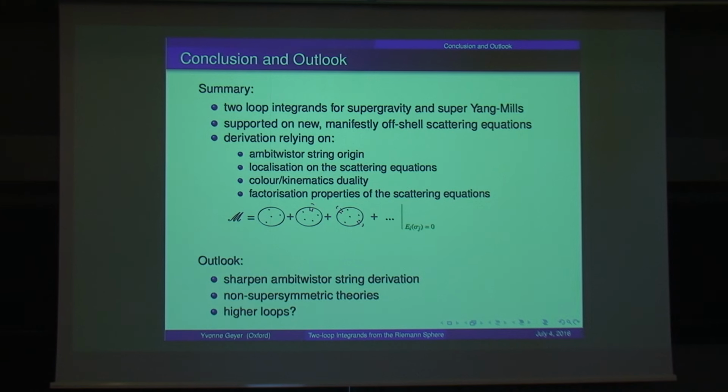Now, just as a brief outlook, obviously I've highlighted one of the open questions already, so there's some work to do to sharpen the derivation from the ambitwistor string and to make this more manifest. What is obviously interesting is how this works for non-supersymmetric theories. There has been some work done already from a slightly different angle by Lofang. There is something definitely that can be said, but there are still a few numerical checks outstanding. So NS Yang-Mills and bi-adjoint scalar we do believe work. And obviously always the question, what can we do at higher loops?